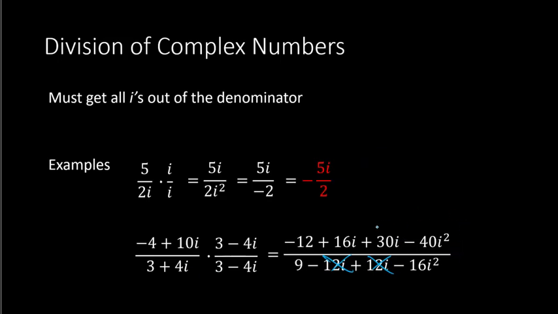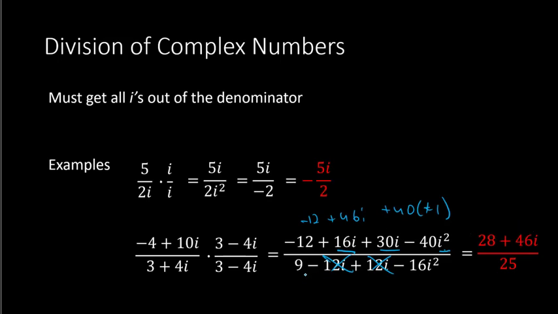So to finish this off, the numerator, we could combine 16i and 30i. That gives you 46i. So we have negative 12 plus 46i. And then here we have negative 40 times i squared. i squared is negative 1. So we have negative 40 times negative 1, which becomes a plus 40. So we have negative 12 plus 40, which is 28 on the top, plus the 46i. All right, so that's your numerator.